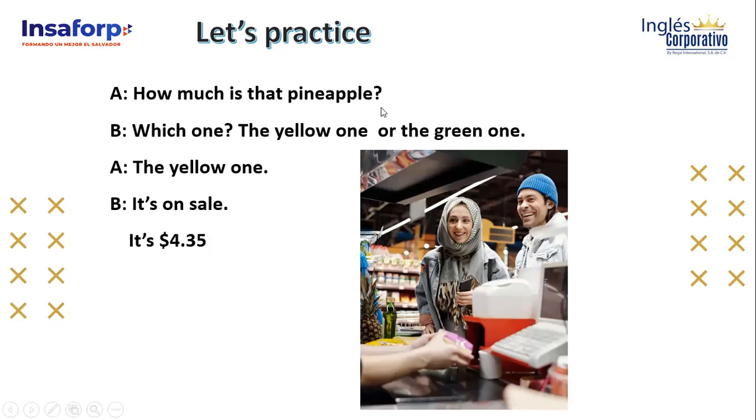Is the lady touching the apple or not touching it? Is she holding it close? Okay. Is that right? That one. How much is that pineapple? Thank you. I need volunteers to practice this small conversation.